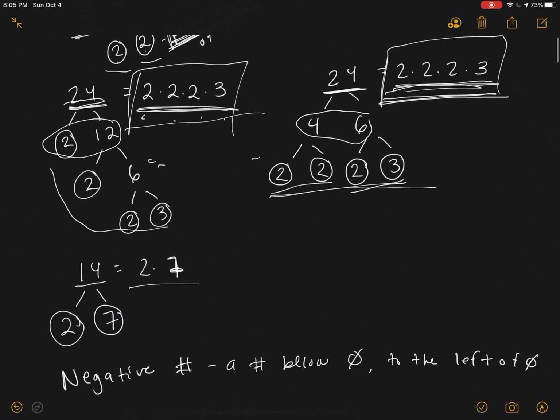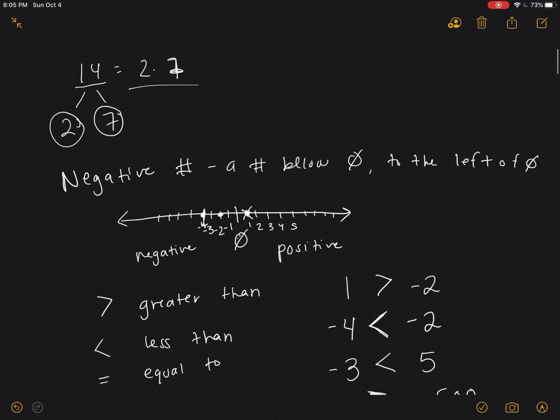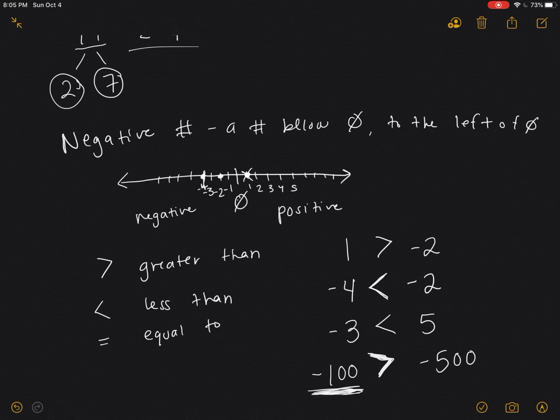Okay, and then a quick review of a negative number. A negative number is just a number below 0. Or if you were going to look at a number line, a number to the left of 0. So here's my number line. Anything to the right is positive, anything to the left is negative.